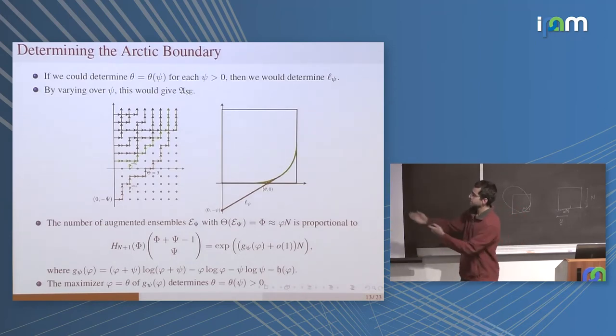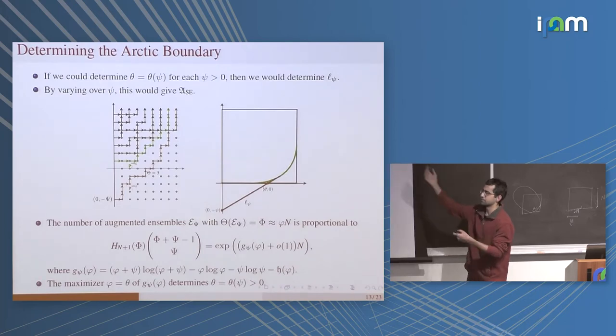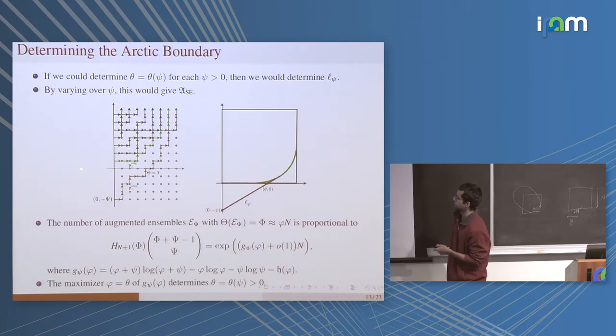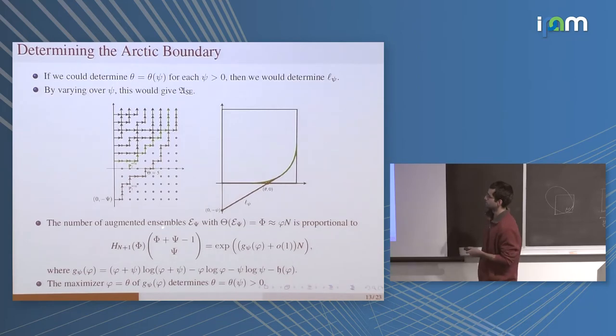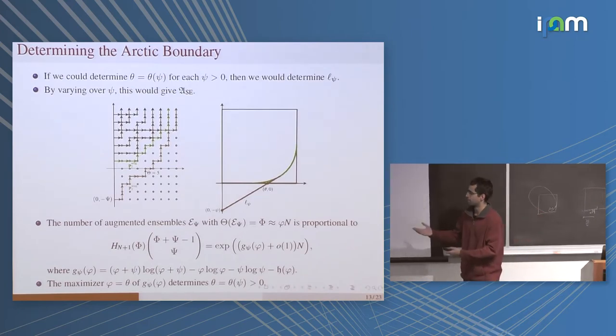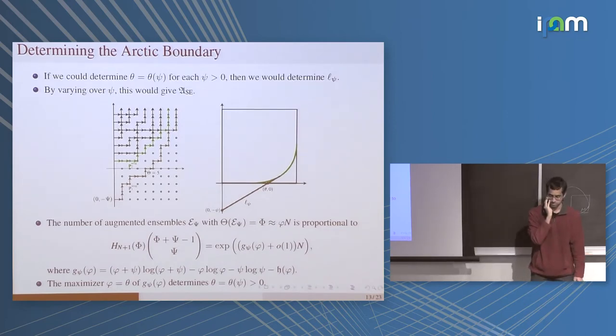So let me just ask myself, how many augmented ensembles are there whose theta is equal to some given number phi? Well, one of these augmented ensembles comes with two parts. I can divide it into the part below the x-axis and the part above the x-axis. The part below the x-axis is simply a walk from 0 minus psi to theta comma 0, right? So the number of these is given by a binomial coefficient, and this is exact. If you do this on other lattices, or with other weights, you might or might not get a binomial coefficient, but you'll just get the partition function for a walk with those weights on the lattice.